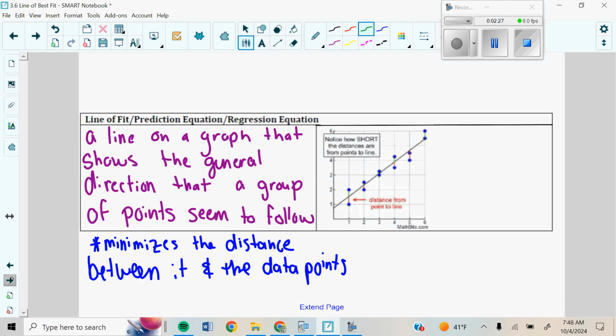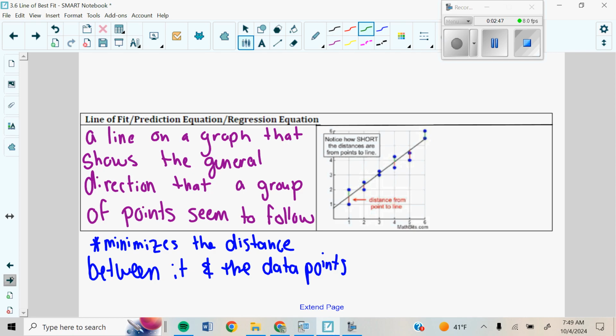All right, then let's talk about line of best fit. Sometimes it's called line of fit, prediction equation, regression equation. Those are all the same types of verbiage for this line that's drawn in amongst our data points. So if you need to, go ahead and pause the video here to write this down.